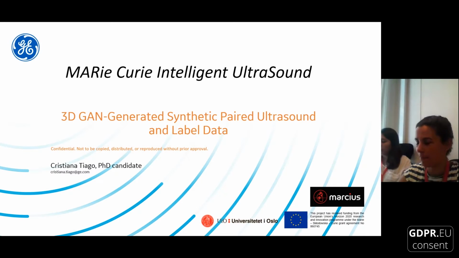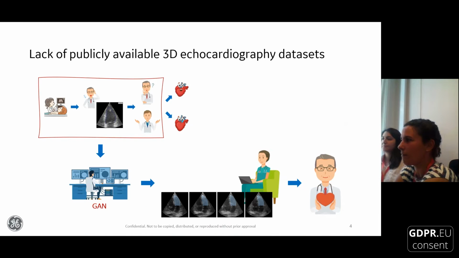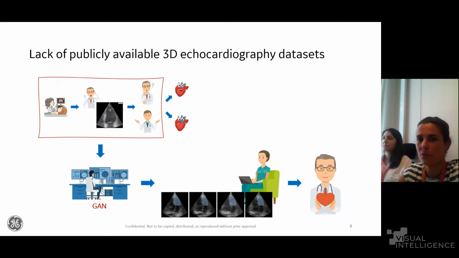My project is based on using GANs to generate synthetic ultrasound data, 3D data, together with anatomical labels for that data. The main motivation behind my project is that these days there are a lot of AI models trying to be commercialized, but there's a lack of publicly available data sets, especially on 3D echocardiography. There is no publicly available data set.